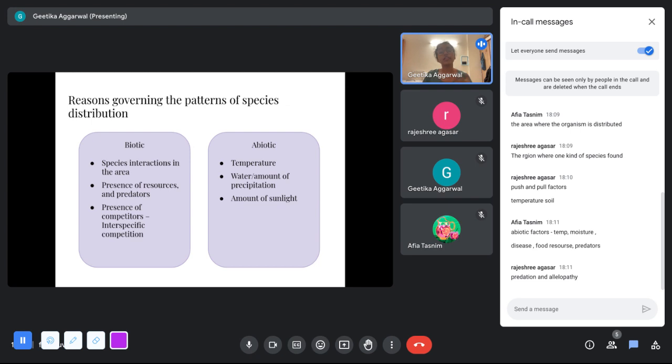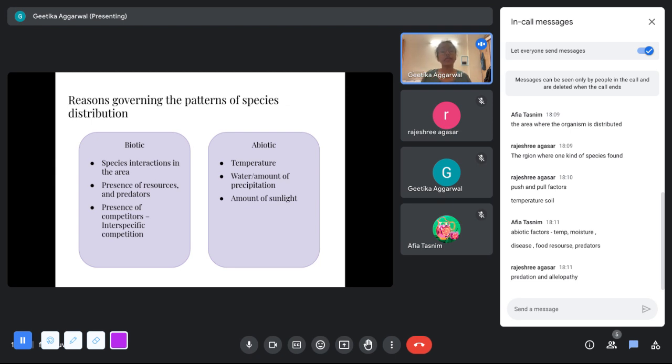So there are biotic as well as abiotic factors. Biotic factors, as you guys pointed out, are the species interactions, the interactions of these particular species with other species or with the community in general. So how are the resources in that area, what is the amount of prey that you can find, and what are the predators, what are the things you have to escape in that area. And also importantly, the presence of competitors, because interspecific competition very strongly governs where a species is distributed.